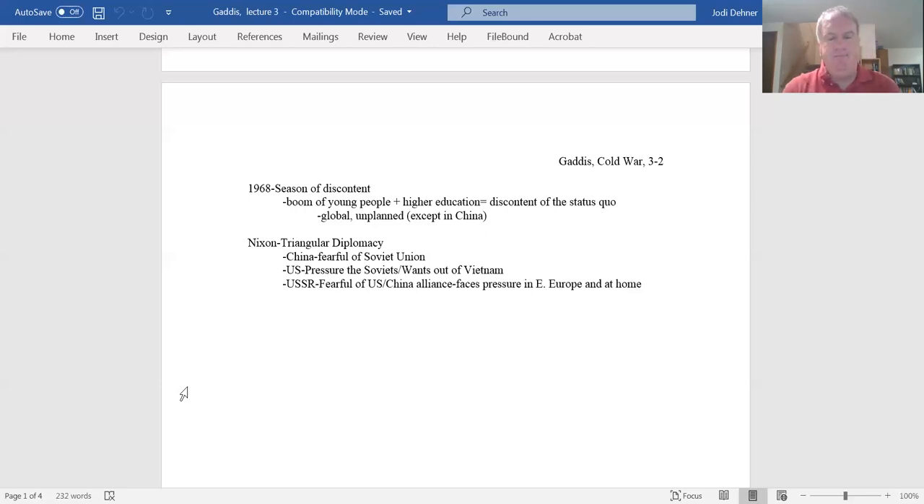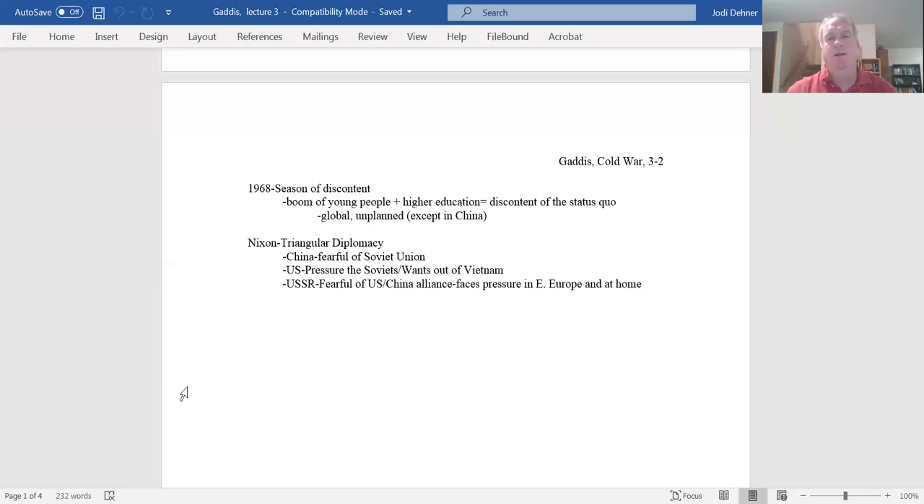And so Nixon met with China, which immediately alarmed the Soviets. And the Soviets began to reach out to Nixon to have some sort of negotiation to resolve some of their conflicts, right? And so triangular diplomacy has three parts to it. So we'll talk about what the three parts are.